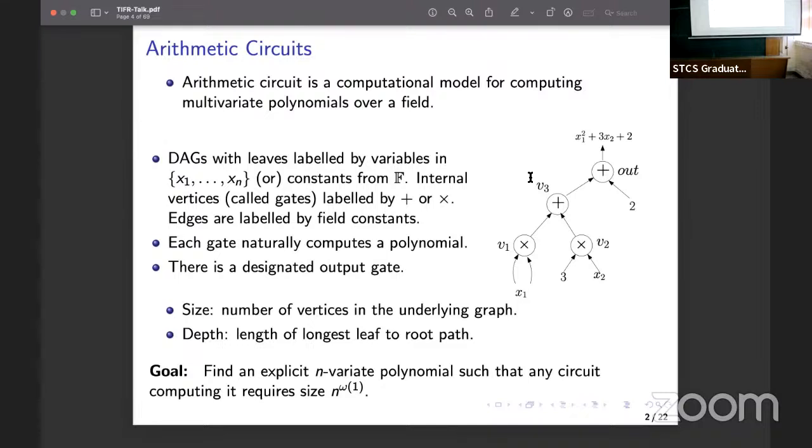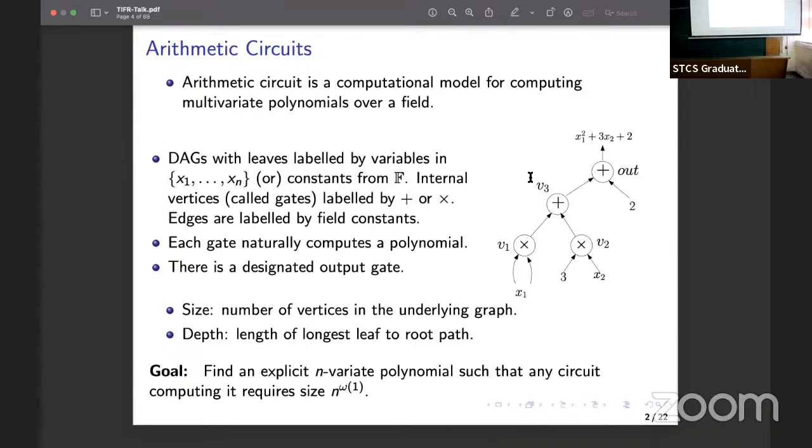So the whole goal in algebraic complexity is to find an explicit polynomial on n variables such that any circuit computing it requires super polynomial size. It requires some amount of degree also. Otherwise, you can just have very large degree or something. So, an n variable polynomial of polynomial degree.